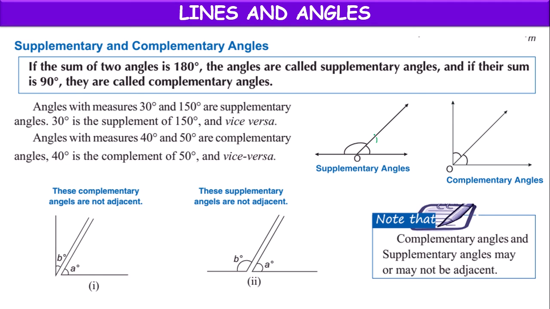The supplementary angles are called adjacent angles. Why? Because the other arms of the angles act like opposite rays.